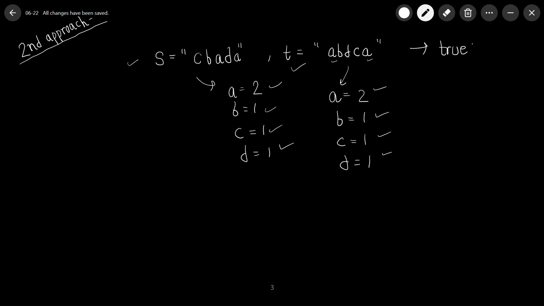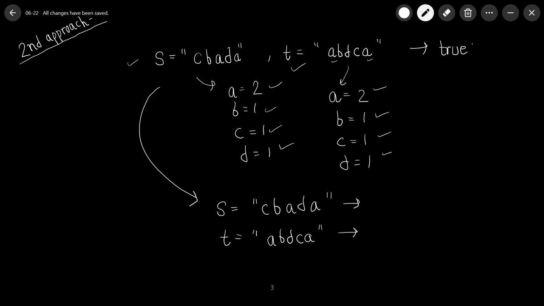So one thing we can observe is, what if we sort both these strings? Let's see what happens. So let me write it here. s was C, B, A, D, A, right? And t was A, B, D, C, A. If we sort the strings, let's first sort the s string, it becomes A, A, B, C, D. And similarly, sorting the t string, it becomes A, A, B, C, D.